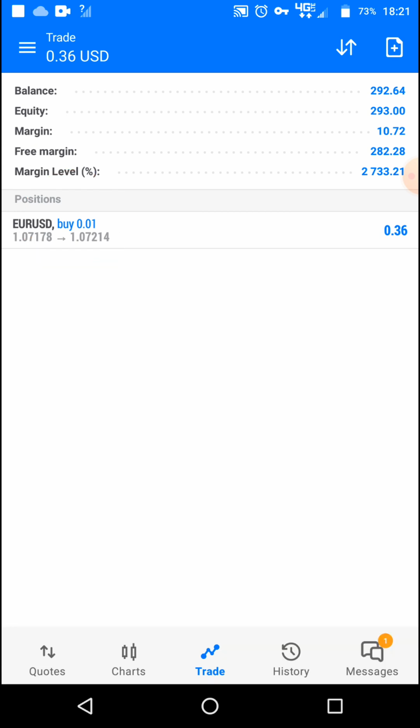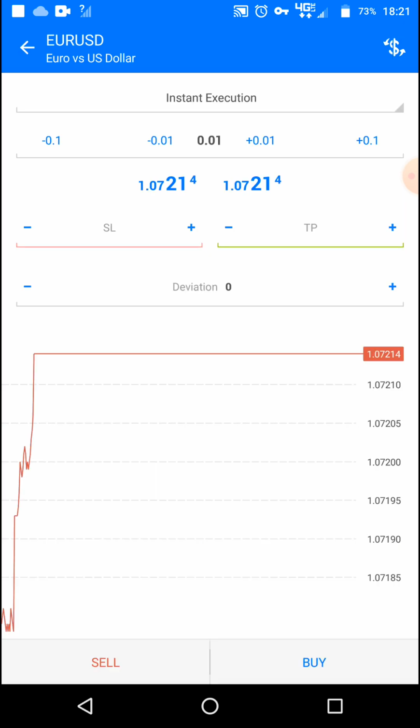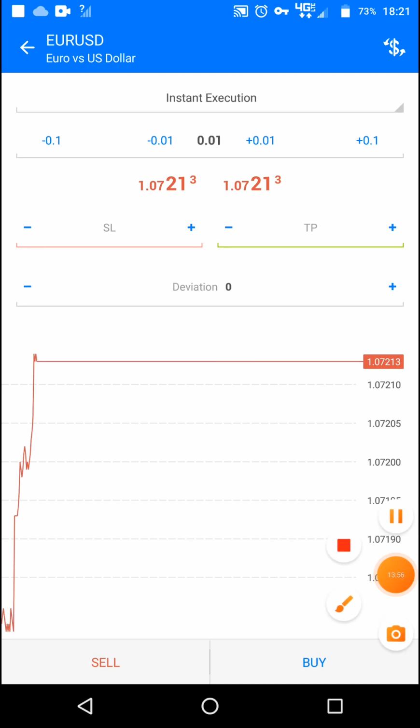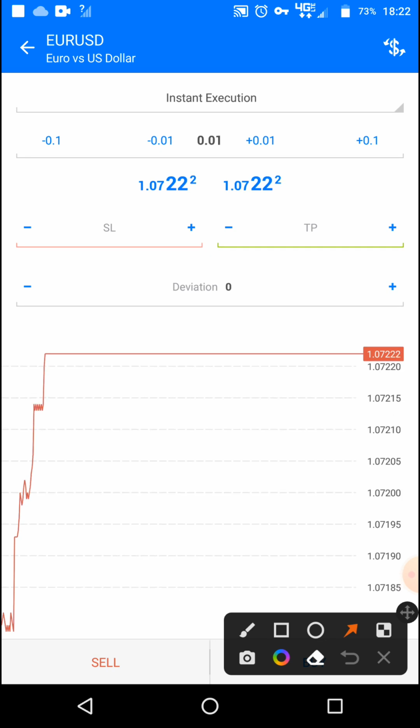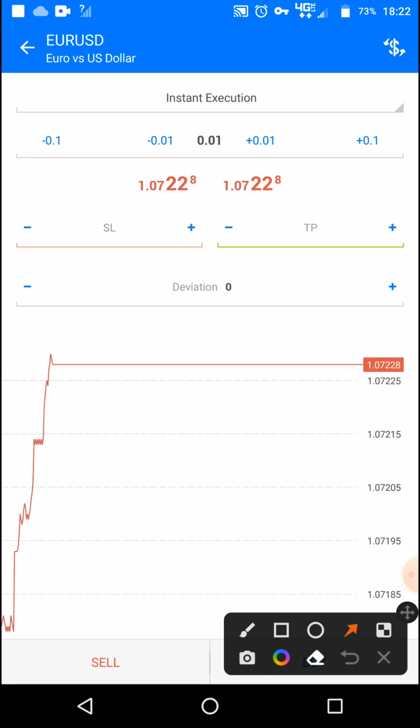Let me go and explain the lot size over here. Okay, so the lot size is actually the amount you want to risk per pip. You all know what a pip is. I'm sure by now you all know. It's just the point difference between the market.